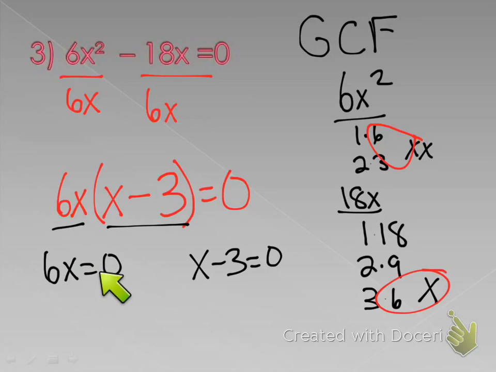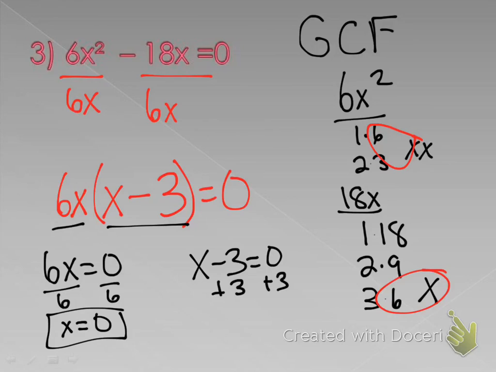Everyone's getting this part up here kind of backwards. Remember, this is just 6 times x. How do you undo multiplying? Dividing. So you're dividing everything by 6. 0 divided by 6 is just 0. And then in the back we're going to add 3, so we get x equals 3.